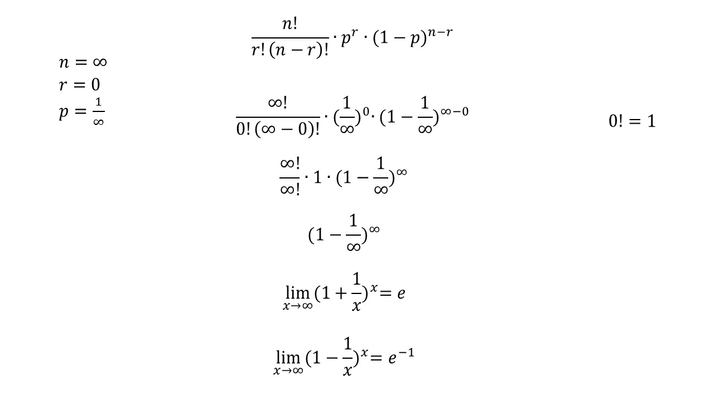So what I want you to do right now is I want you to prove that the limit as x approaches infinity of 1 minus 1 over x to the x is equal to e to the power of minus 1, which of course is equal to 1 over e. So go ahead and pause this video and give it a try.